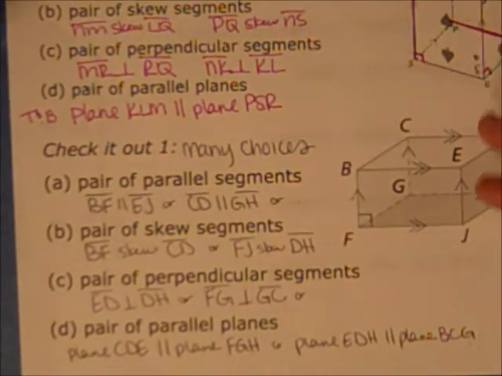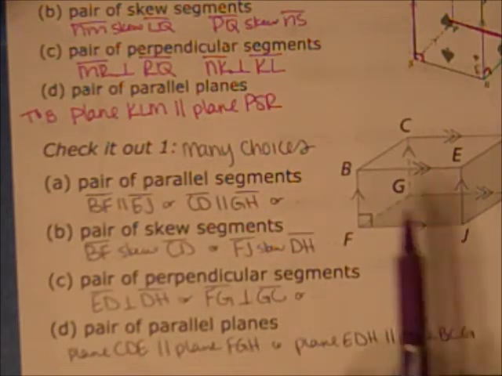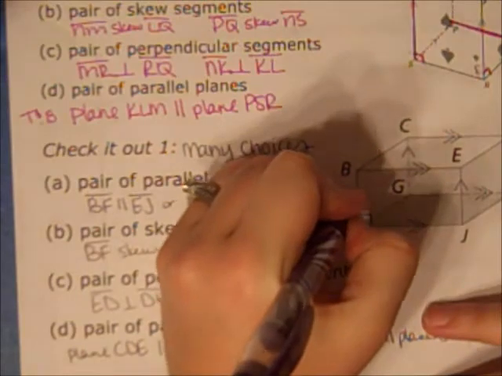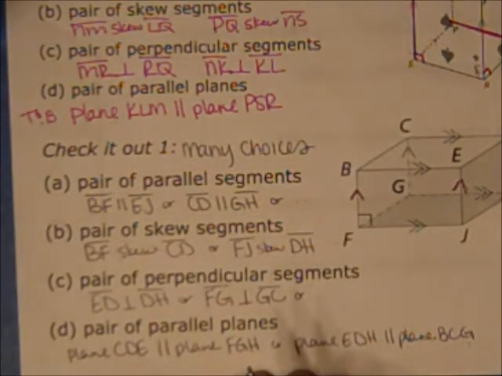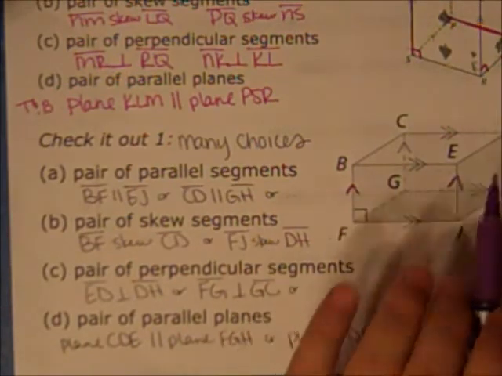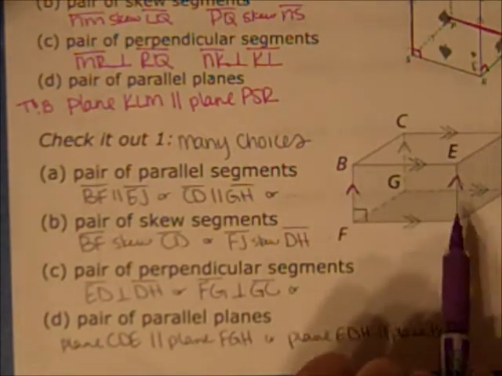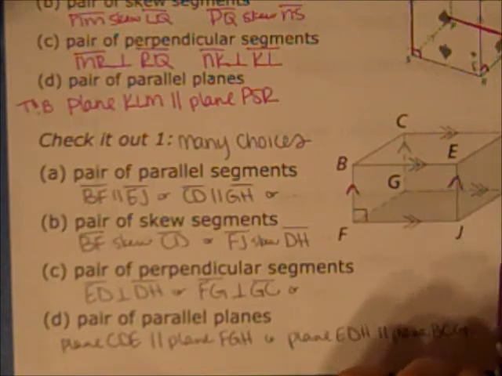Okay, so here's my check it out parallel. I did a couple of examples. BF is parallel with EJ. If you'll notice these little arrow markings, those are symbols for parallel. So BF, EJ, DH, and CG all have 1 arrow mark. Any of those 4 I could have done and they would have all been parallel to one another because they're all going up and down.